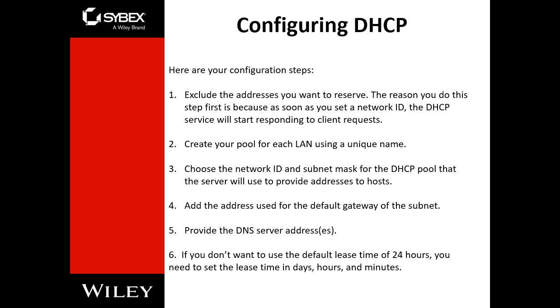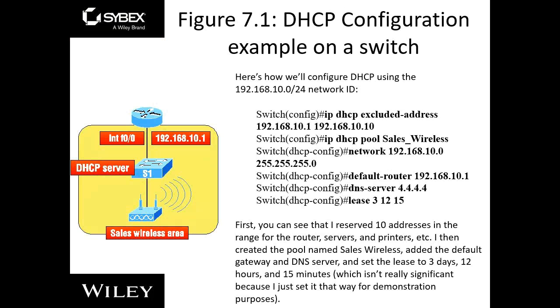I think they have an example. Okay, so here's an example. So we want to configure DHCP on a network whose network ID is 192.168.10.0 with a /24. We're not going to be subnetting this. We're going to use it exactly as we see it. The first thing that we want to do is take a look at your diagram up here.